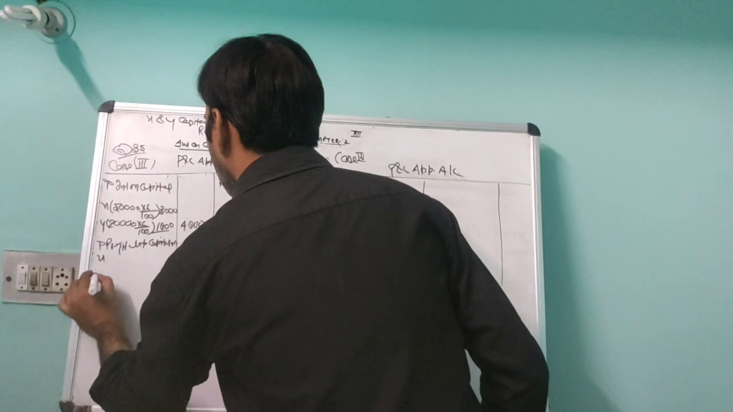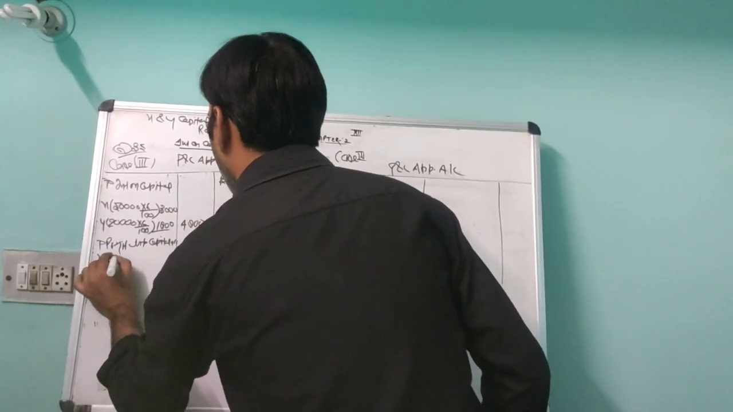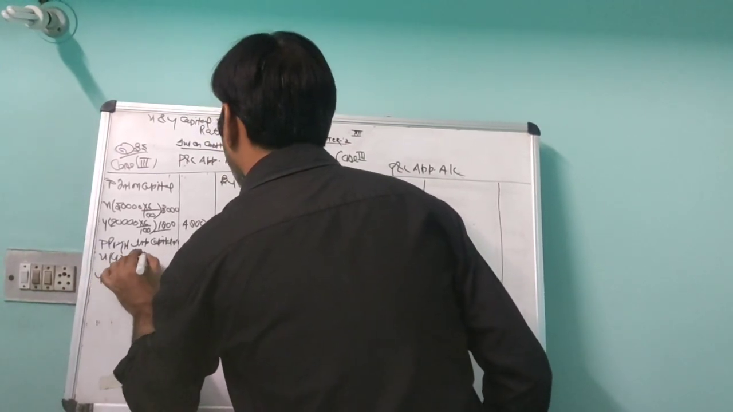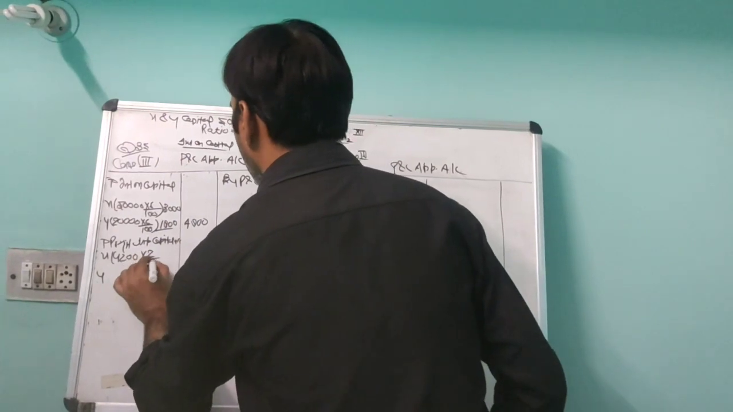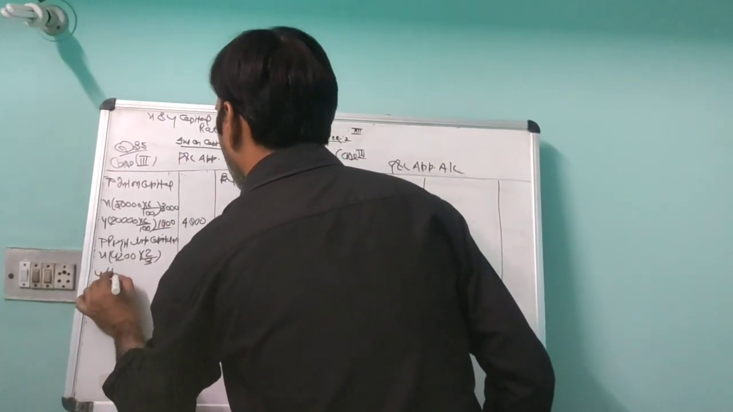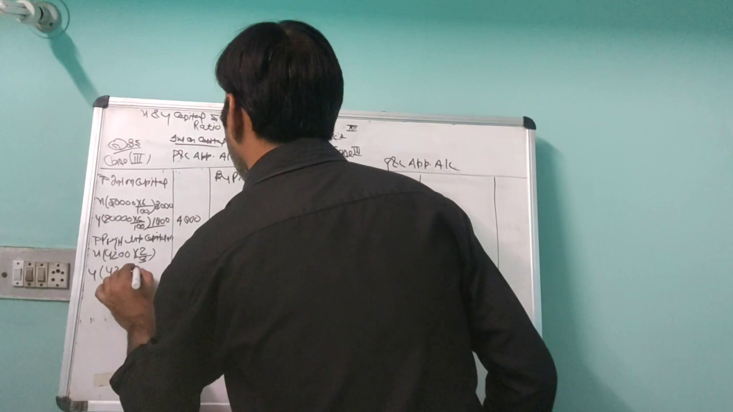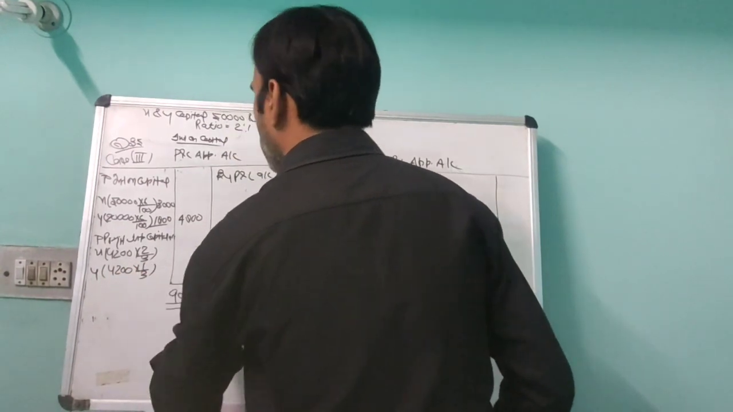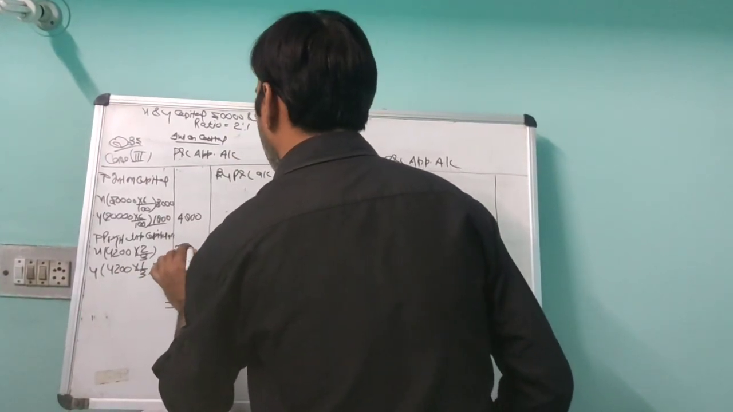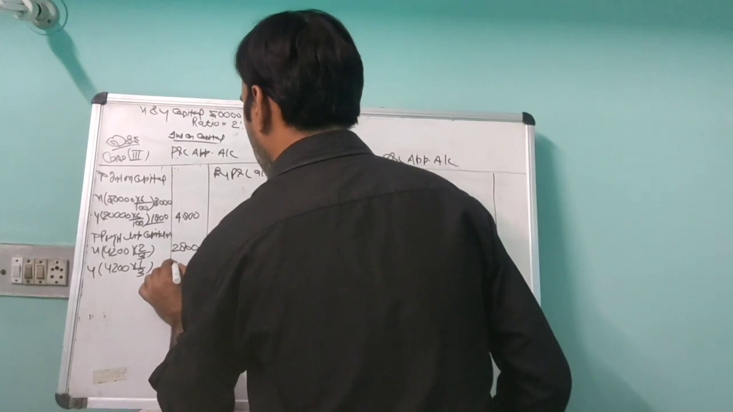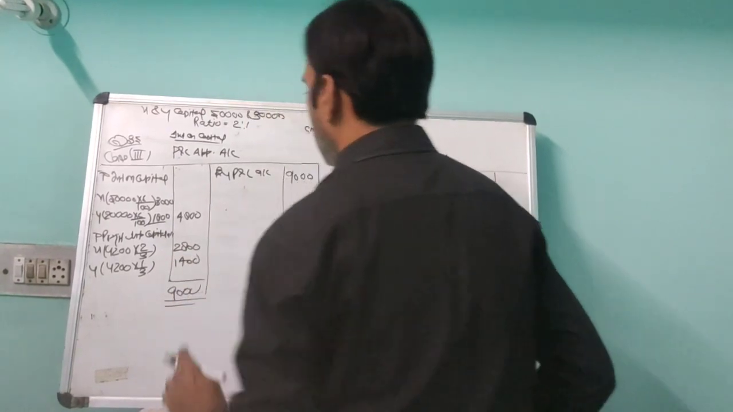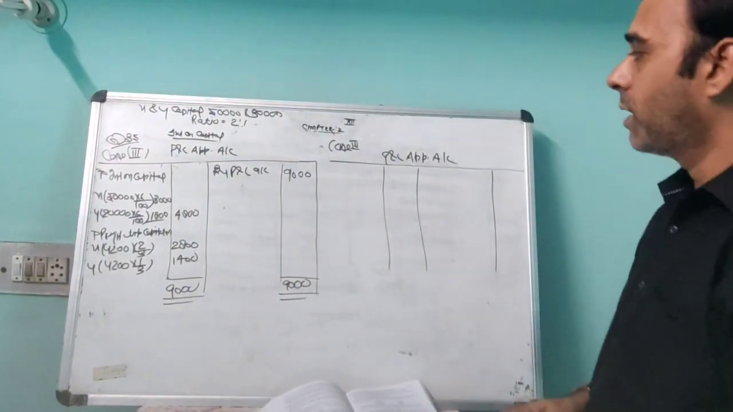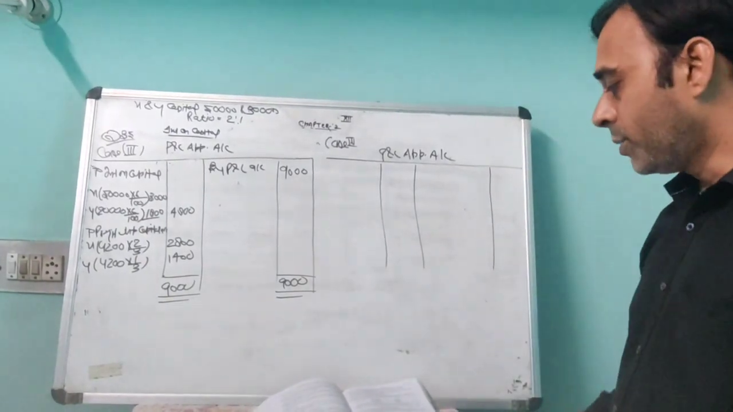Okay. X and Y, the remaining profit stands for 4,200. The ratio is given as 2 upon 3 of 4,200 for X, and for Y, the ratio stands at 1 upon 3. So it comes to 2,800 rupees for X and 1,400 rupees for Y. In that way, the question is done. Okay, this is case number 3. Now we come to case number 4.